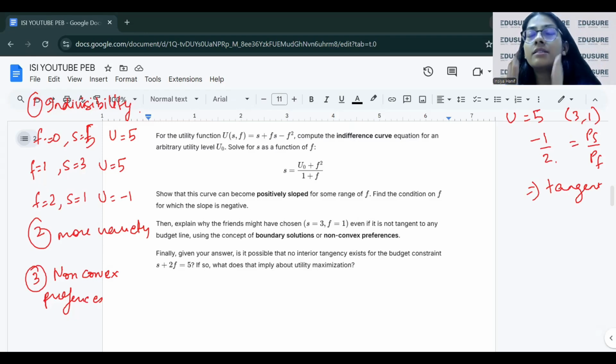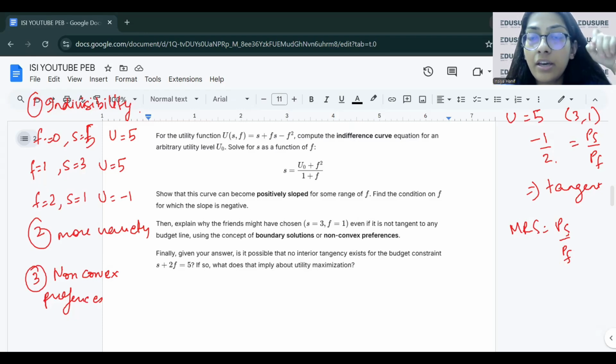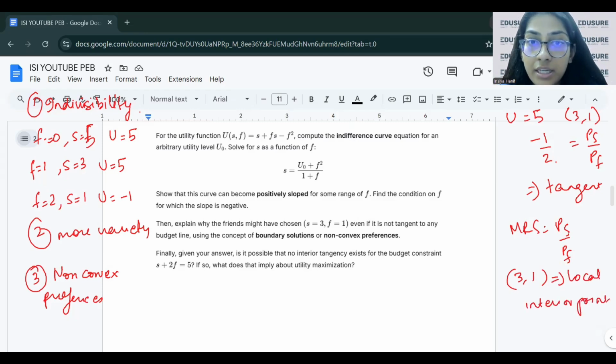Okay, this is as simple as saying that the equilibrium condition MRS is equal to PS by PF, which we were using, is only acceptable when the utility function is quasi concave everywhere, right? But the utility function given here is sometimes convex, sometimes concave, right? It is not quasi concave everywhere, okay? So if in such a situation we use tangency, that will not necessarily mean a maxima, a utility maximizing point. Okay, so 3,1 is actually a local interior point, but not the global max for budget 5. Okay? The global max was actually at f is equal to 0.5, which we calculated.